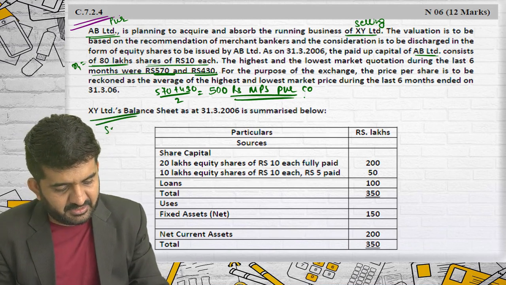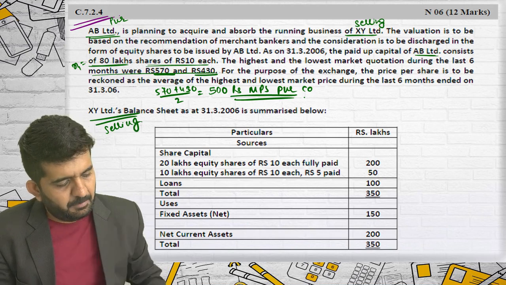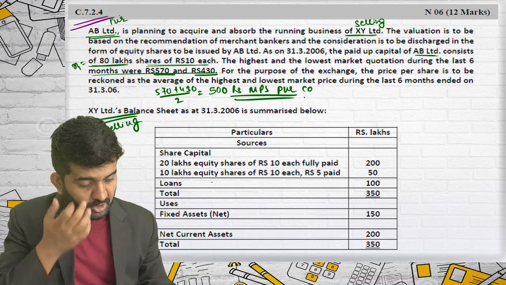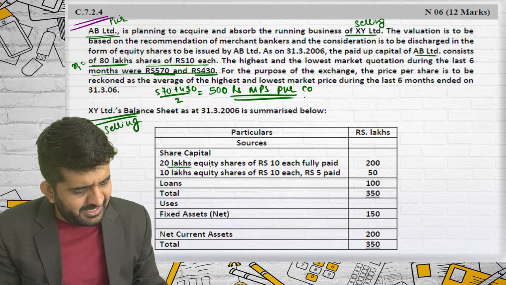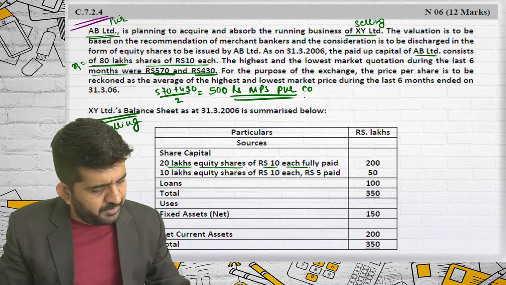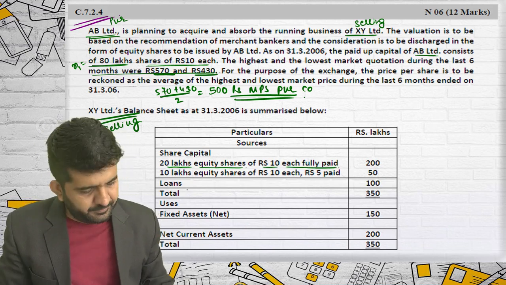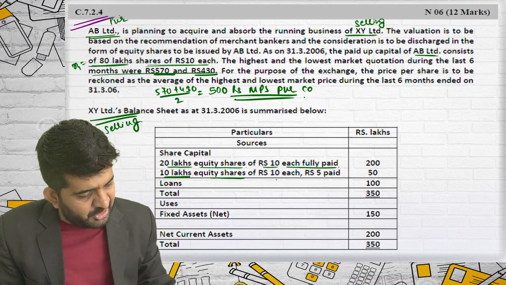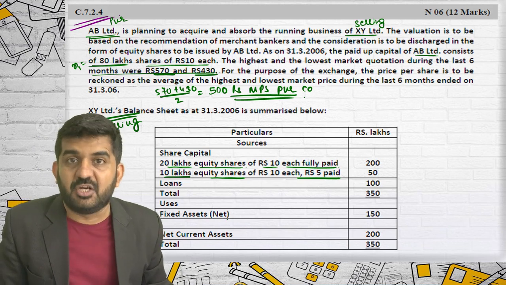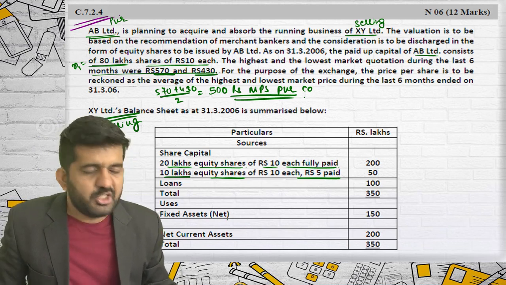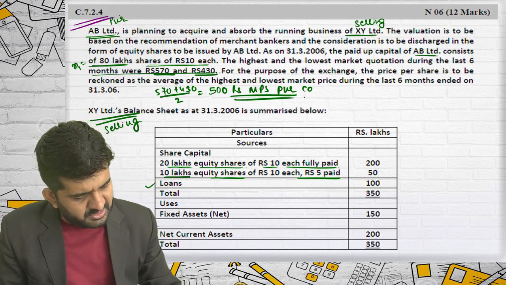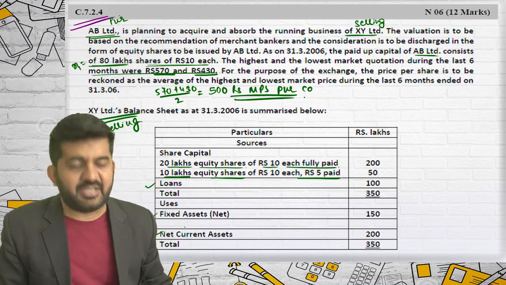XYZ Limited, this is a selling company. Balance sheet is given. There are equity shares. Now here the concept becomes somewhat typical. 20 lakhs equity shares of the selling company, of rupees 10 each fully paid up, and 10 lakhs equity shares of rupees 5 paid up. Differential shares are available, so discharge will be somewhat relevant. Otherwise the question is easy. Loans are there, fixed asset is there, and net current asset is there.